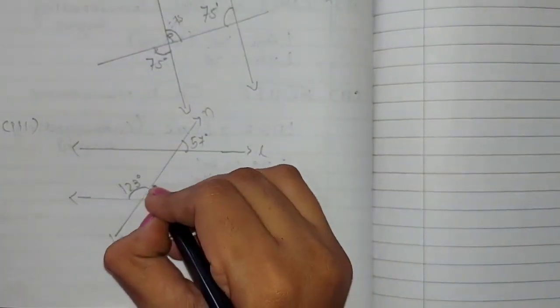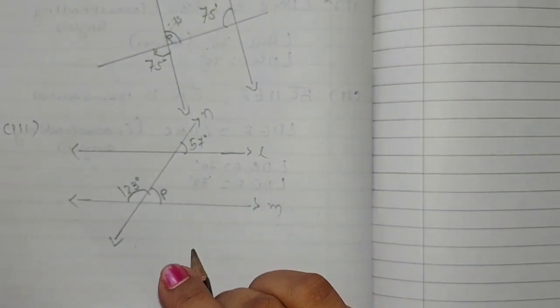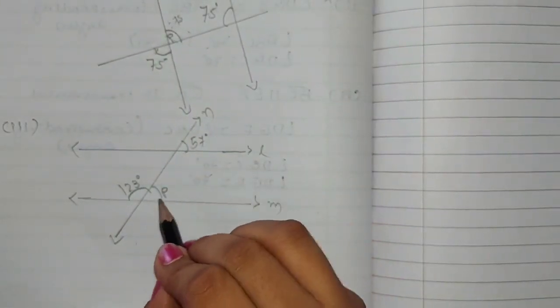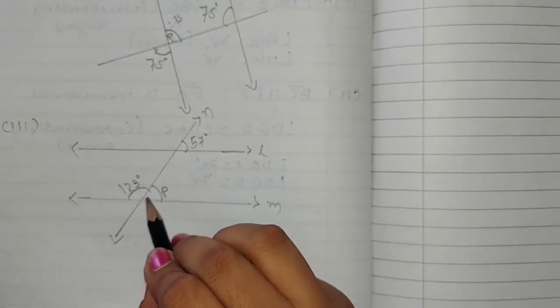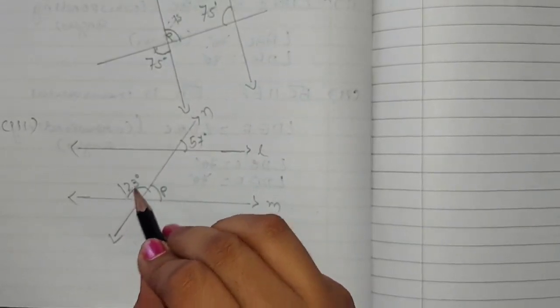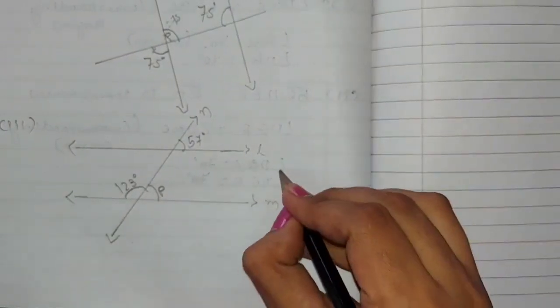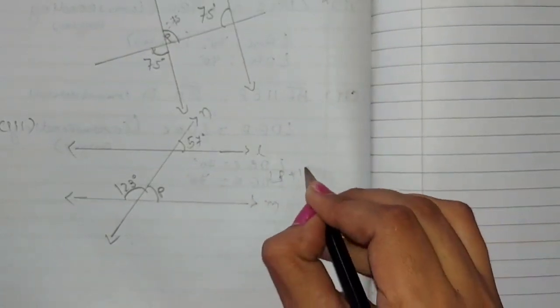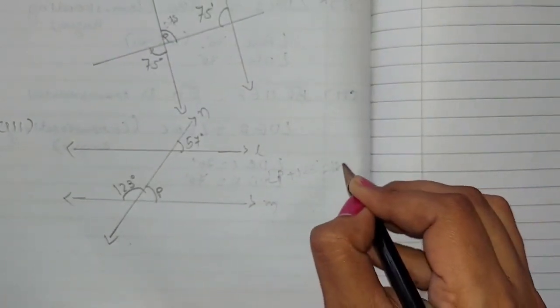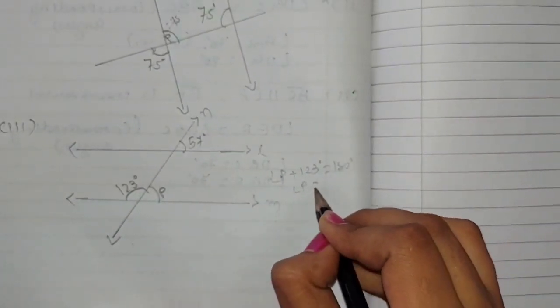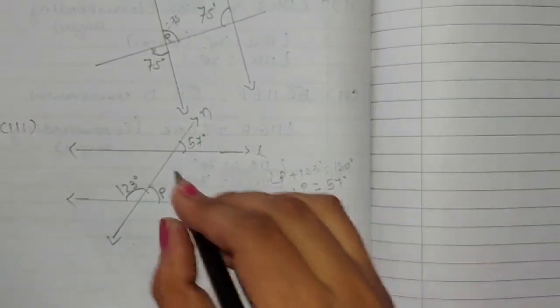So here let us take again this angle as P, and let us observe whether we can follow the properties of parallel lines or not. Here 57 is given. So what would be the angle P? If we want to find angle P, we can find from here that 123 degrees plus angle P equals 180 degrees. Why? Because it is a linear pair. So angle P plus 123 degrees equals 180 degrees. It follows the linear pair property. So we find that angle P equals 57 degrees.